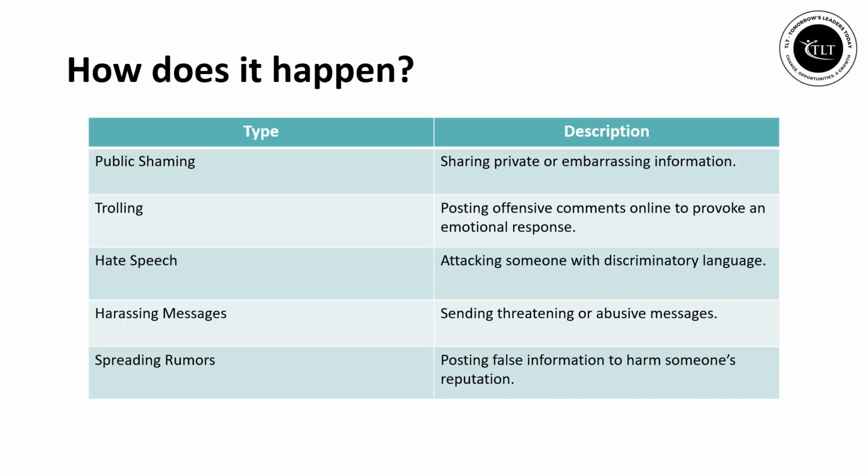How does cyberbullying happen? Cyberbullying occurs through various digital platforms and communication channels, often exploiting the anonymity and reach of the internet. Some examples are public shaming: posting embarrassing or private photos, videos, or details online without the victim's consent. This form of cyberbullying leverages the wide reach of the internet to expose the victim's faults or mistakes to a broad audience, amplifying the impact and causing significant emotional distress.